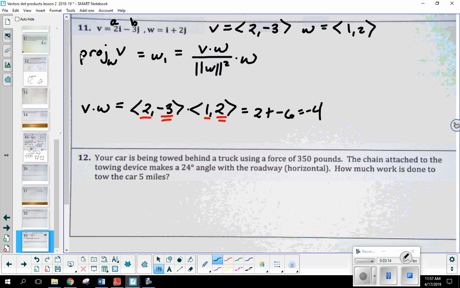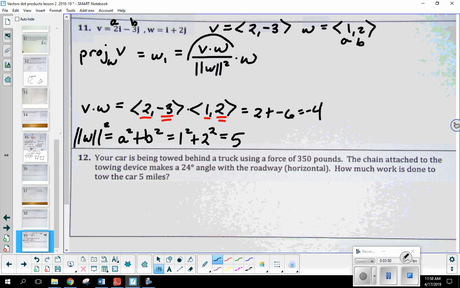Now, normally when we find the magnitude, remember that's the square root of a squared plus b squared. But if you're finding the squared magnitude, that is just a squared plus b squared. Yes, the square kind of removes the radical. So for W, a is 1, so 1 squared, plus b is 2, 2 squared. So 1 plus 4 will give me 5. Okay, so finding those two items, the dot product and the squared magnitude, that takes care of this portion.